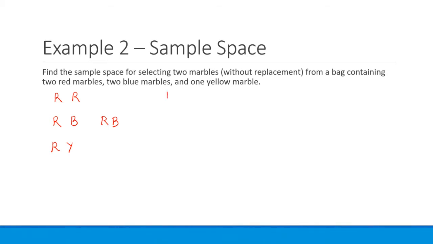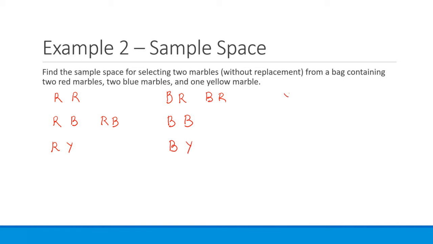Then we can say, well, what if I pick a blue marble first? So I could pick a blue marble and then a red, and because there's two red marbles, you can think of that as, okay, a blue and a red, and the other red. There are two blue marbles, so I can have a blue and then another blue marble. There's only one yellow marble, so that would be blue and a yellow.